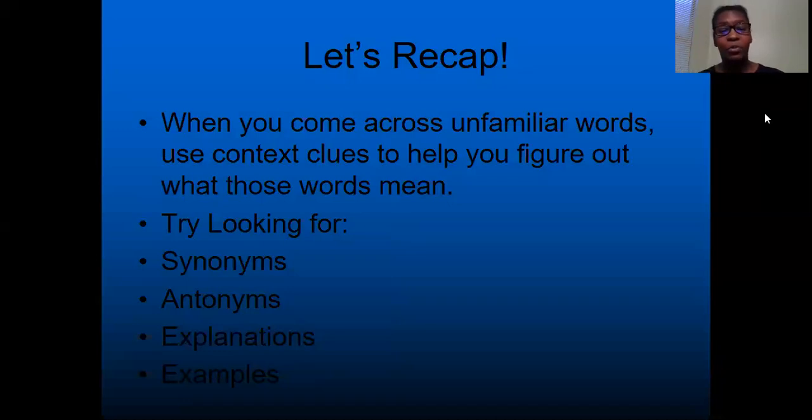And then the biggest one that we know that we use in class, plug and chug. Try each one of those words in place of that word to see which one makes the most sense. And that's how you can figure out the meaning of unfamiliar words.